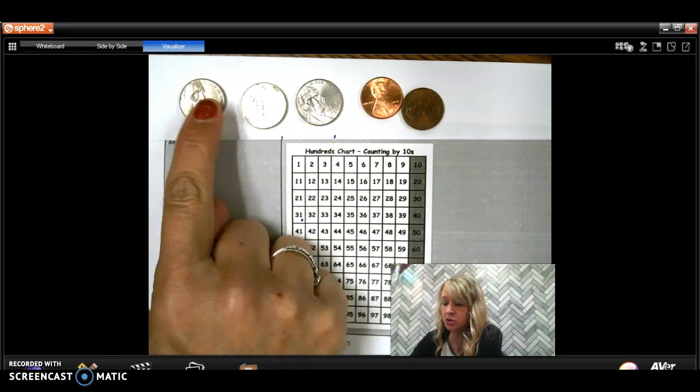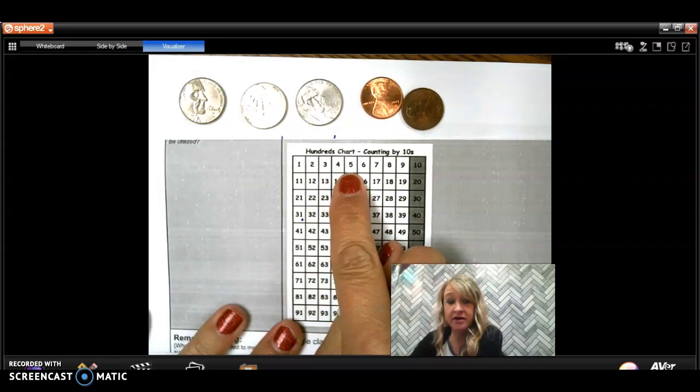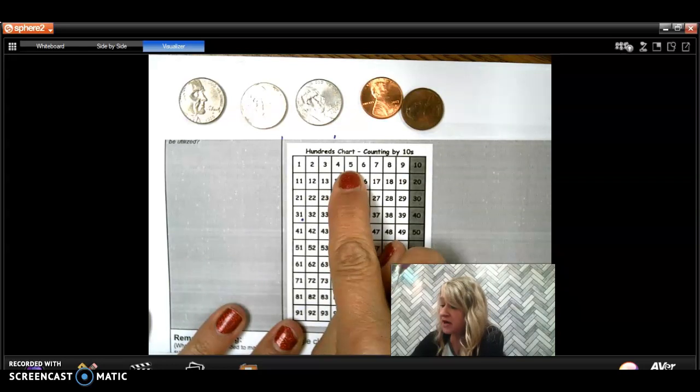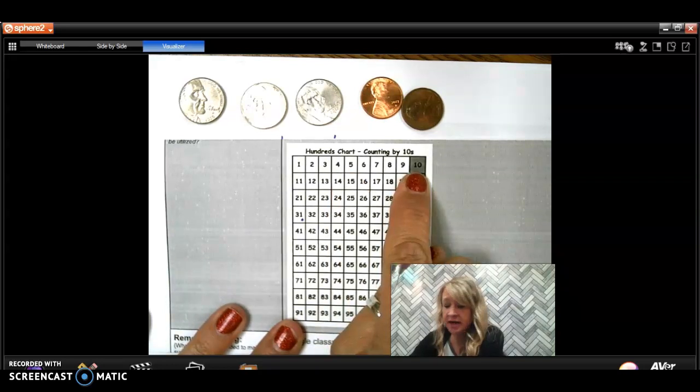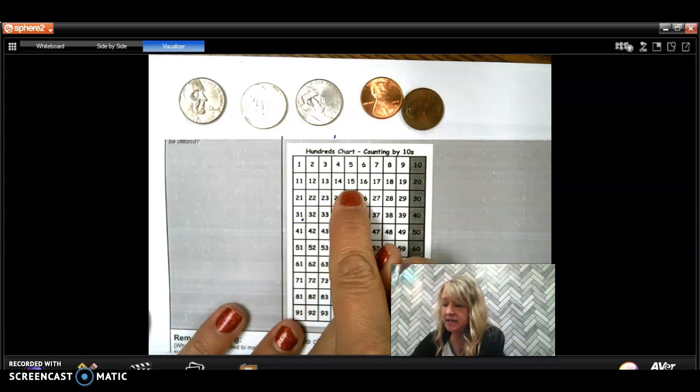How much is a nickel worth? 5 cents. So we have to start at the number 5. Now we can count by fives. We can hop 5 spaces. 5, 10, then what? 5 more spaces. We land on 15.